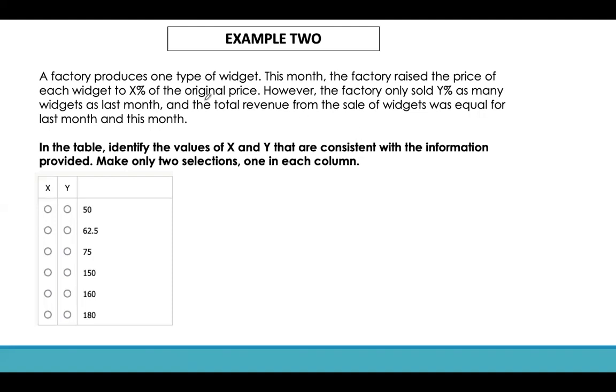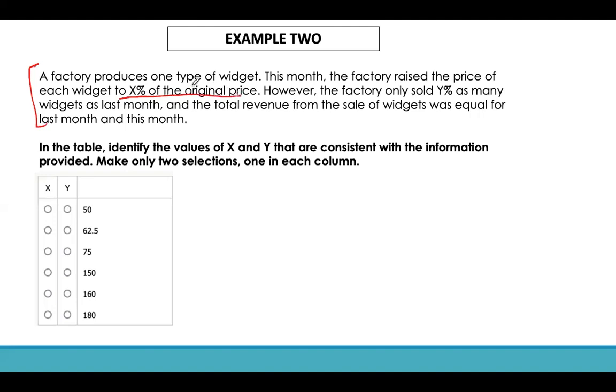So again, remember, we have to break down the information that is being provided in this written scenario to help us get a better understanding of what the examiner is testing us on, right? So in this case, a factory produces one type of widget. This month, the factory raised the price of each widget to X% of the original price, all right?